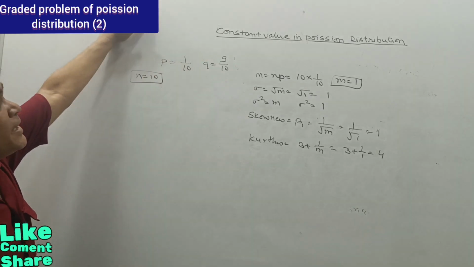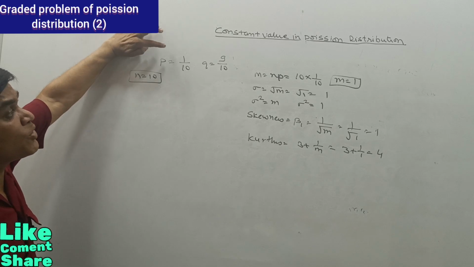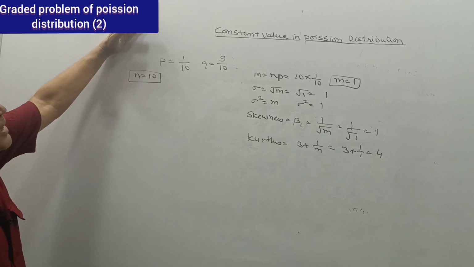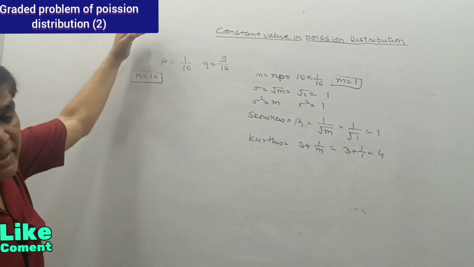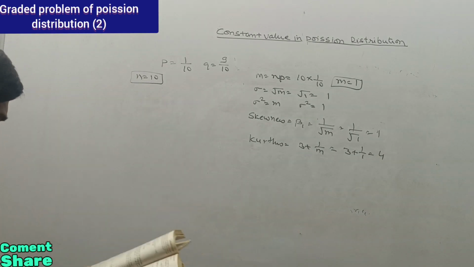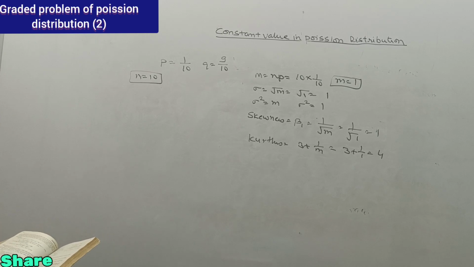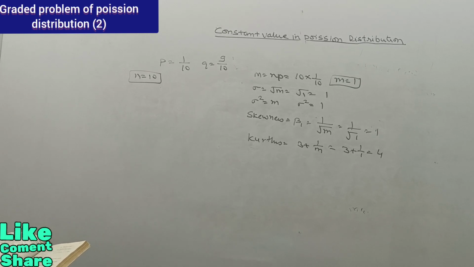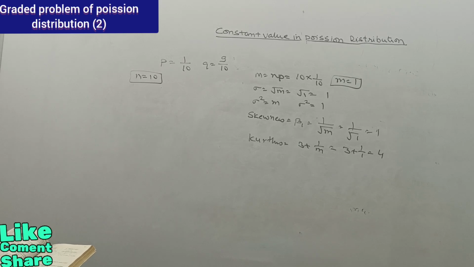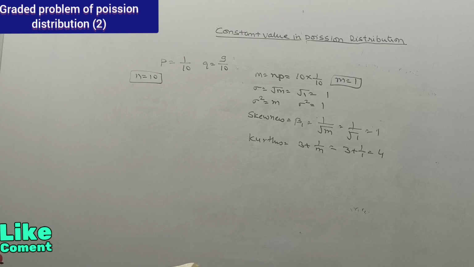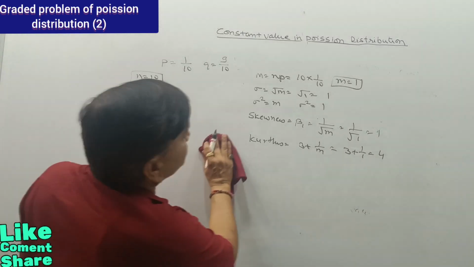What the question is saying: in a TV factory, out of 10 TV, 1 is found to be defective. The TV is produced in a batch of 10. Then calculate exactly 2 defective pieces with the help of binomial distribution and with the help of Poisson distribution. Okay, we are to calculate the first one.